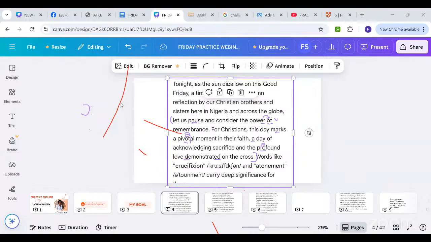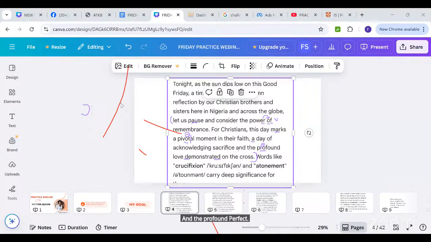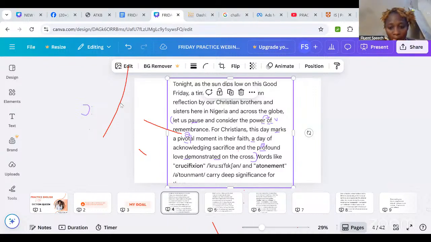Okay, thank you, ma'am. A day of acknowledging sacrifice and a profound love demonstrated. And a profound love demonstrated on the cross.